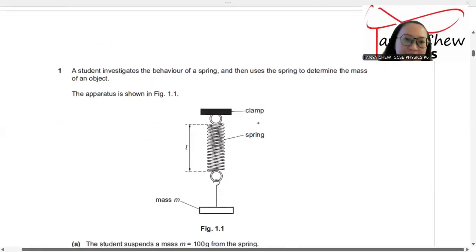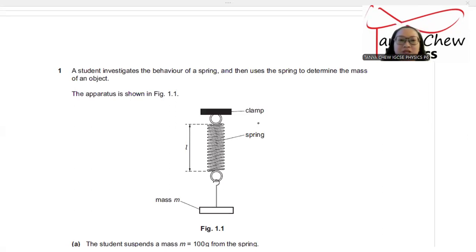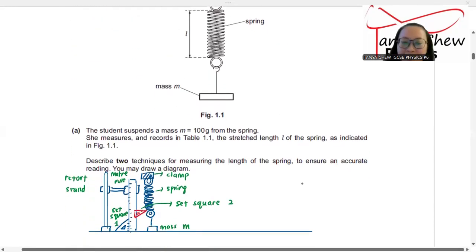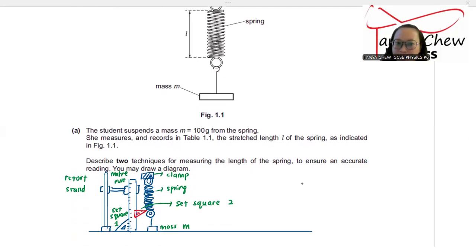A student investigates the behavior of a spring and then uses the spring to determine the mass of an object. Apparatus is shown in Fig 1.1. A, the student suspends the mass m equals 100 grams from the spring. She measures and records in Table 1.1 the stretched length L of the spring as indicated in Fig 1.1. Describe two techniques for measuring the length of the spring to ensure an accurate reading. You may draw a diagram.